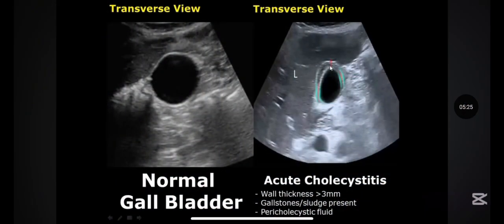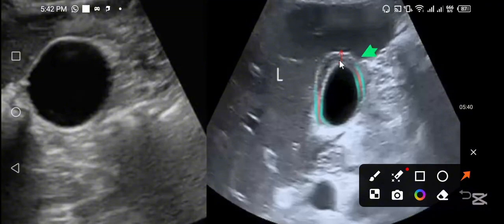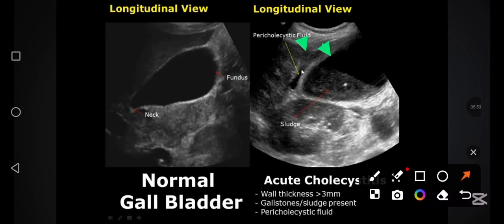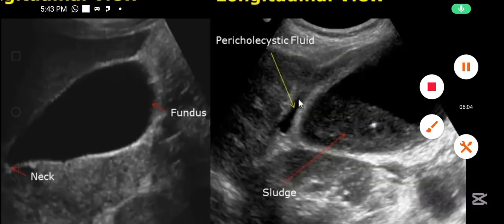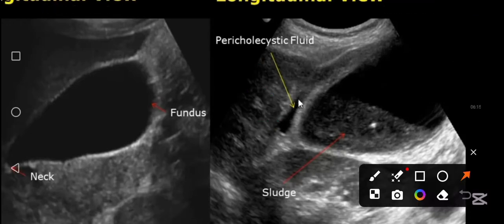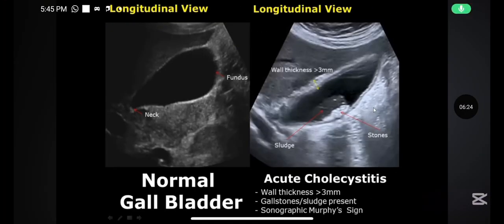Next one is acute cholecystitis. Acute cholecystitis is the inflammation of the gallbladder. The first sign is the thickness of the gallbladder wall, which is more than 3 mm. In this transverse view, we can see the thickened wall, and there can even be gallstones with gallbladder sludge as well. Another important sign is the presence of pericholecystic fluid. In this image, you can notice the pericholecystic fluid is over here, fluid outside the gallbladder. This is the acute cholecystitis longitudinal view.